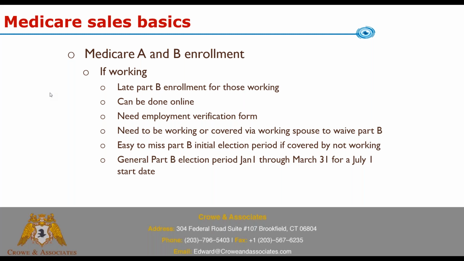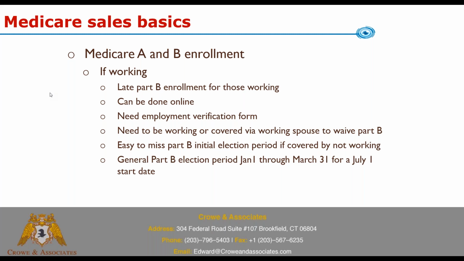As I mentioned, it's easy to miss your Part B election period for that exact reason. So what happens if somebody makes that mistake? They're actively working, with coverage through work or through a spouse. They don't think they need B, so they don't sign up for it when they retire or their spouse retires. Then someday their work coverage ends, and they say, well, I need Part B. Well, if they don't have a special election, the only time they can enroll in Part B is January 1 through March 31st for a July 1 effective date. So that's the Part B general election period.